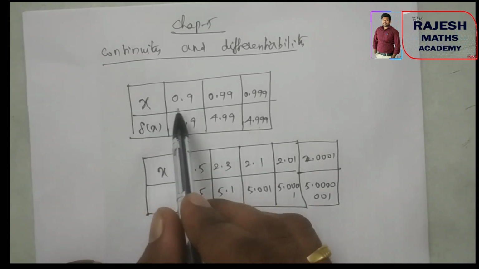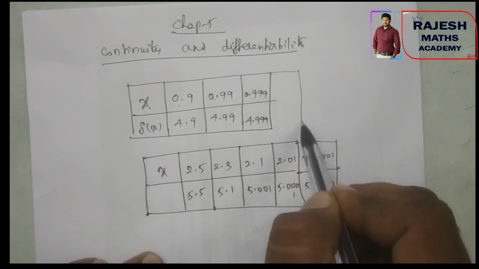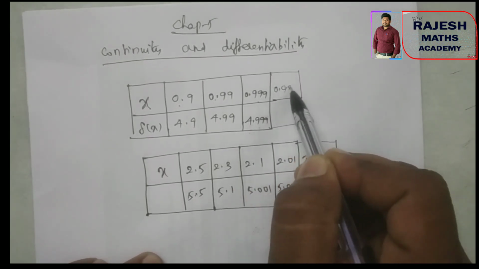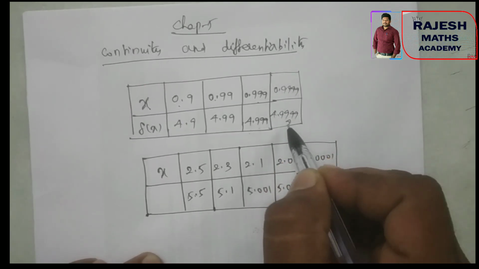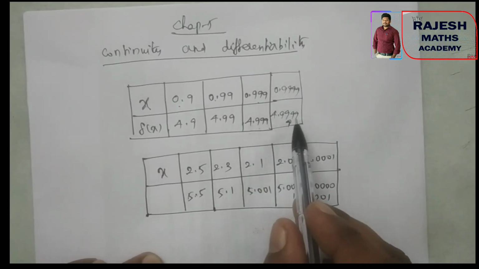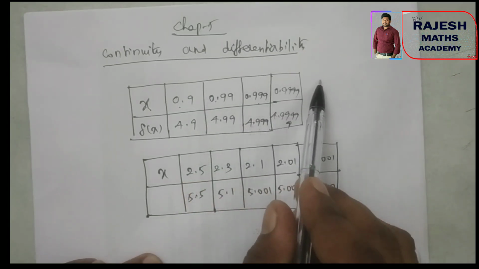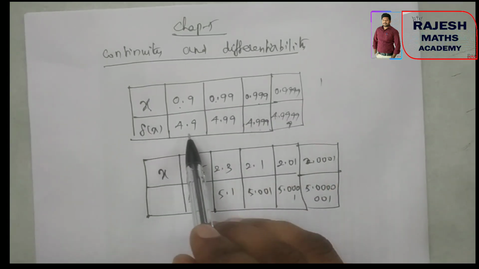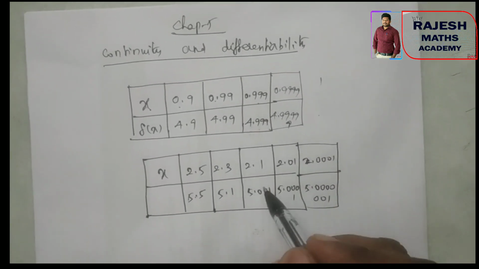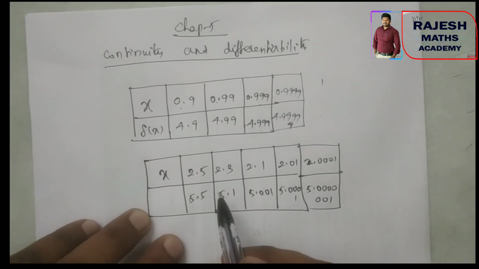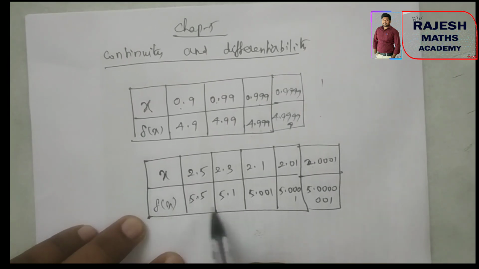X values moving from 0.9, 0.99, 0.999. Suppose you add one more column, more precisely 0.999 can be written, and the corresponding f of x value is 4.9999. So now the x value is moving towards the number 1. Here f of x value is moving towards the number 5. Clear? Similarly, in this case also, x is moving to 2, and f of x value is moving to 5.